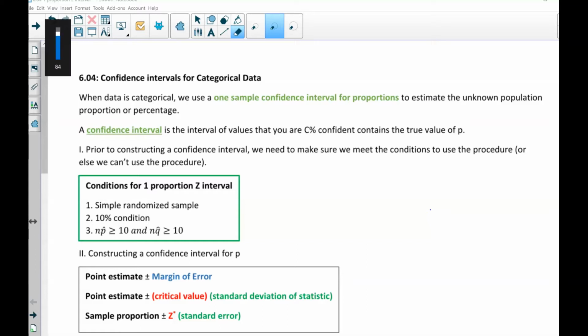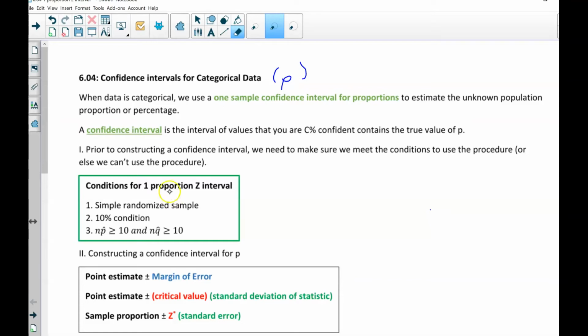In this video, I will demonstrate the four-step process for constructing a one-sample confidence interval for proportions. We use this process when we have categorical data and we are trying to estimate the true value of rho, the true proportion. So in order to use this confidence interval for proportions, the first step is to define your parameter, specifically rho, the true proportion.